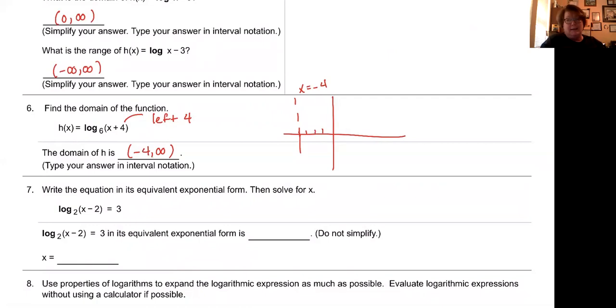Now, the other way you could look at this certainly is to say, well, wait a minute, if I'm taking the log of x plus 4, x plus 4 must be a positive number. I cannot take the logarithm of anything except positive numbers. So x plus 4 has to be positive. So you could set x plus 4 greater than 0. That means it would be to the right of 0, which means it would be positive. Subtract 4 from both sides. X has to be greater than negative 4. And if it's greater than negative 4, that means it's all the numbers to the right of negative 4, or from negative 4 to infinity.